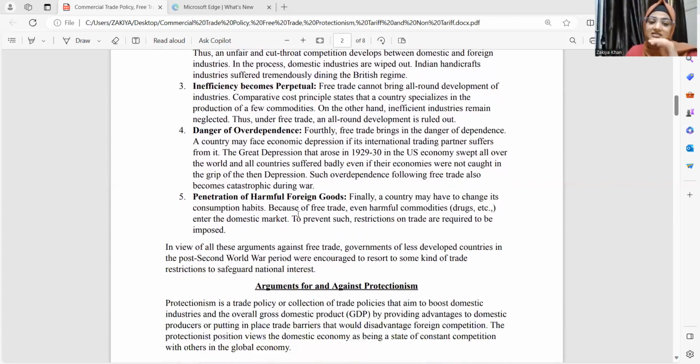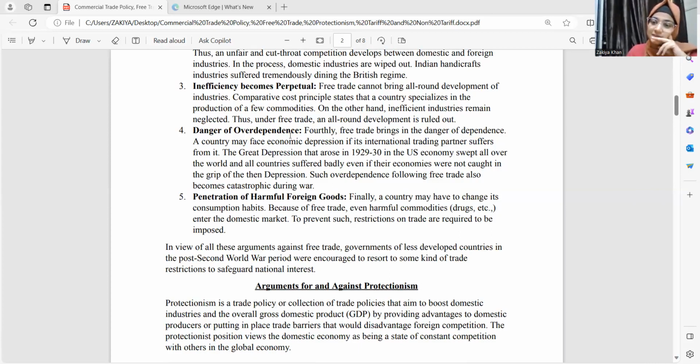The last disadvantage we will talk about is the penetration of harmful foreign goods. These harmful foreign goods can be, for example, drugs. If you are not restricting the sale of such foreign commodities, you have the disadvantage of harmful commodities being sold in your country. How do we protect the homegrown industries? How do we protect the consumers now?